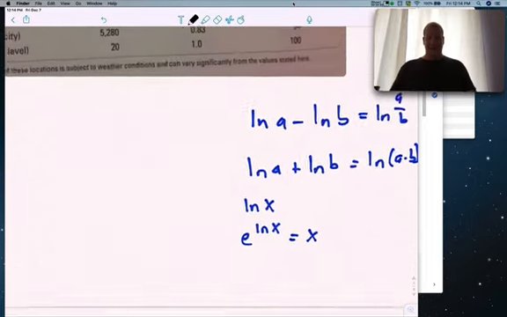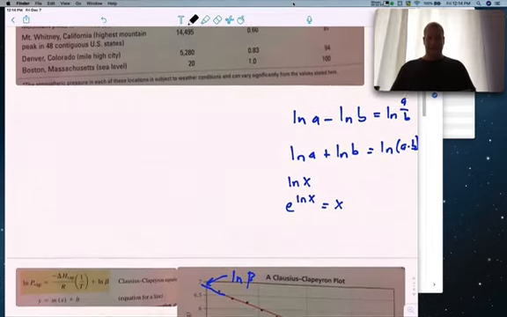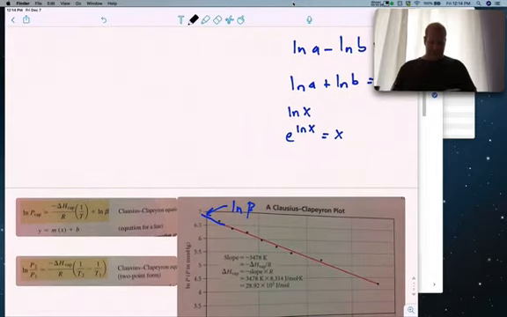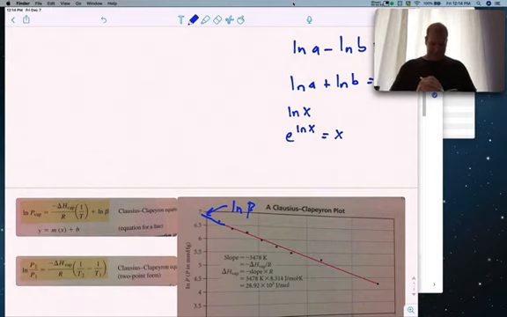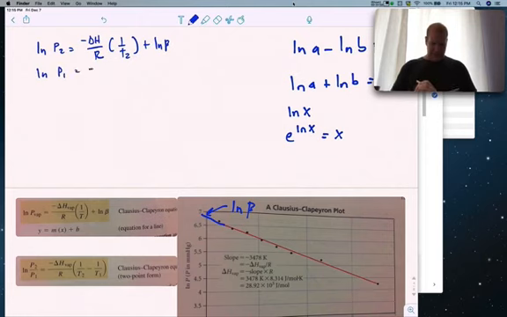So the natural log is the opposite of the exponent function. And let me show you the derivation for this. So we have ln P2 equals minus delta H over R times 1 over T2 plus natural log of beta. ln P1 equals minus delta H over R times 1 over T1 plus natural log of beta.